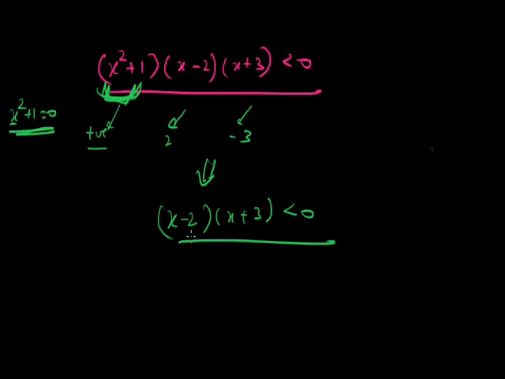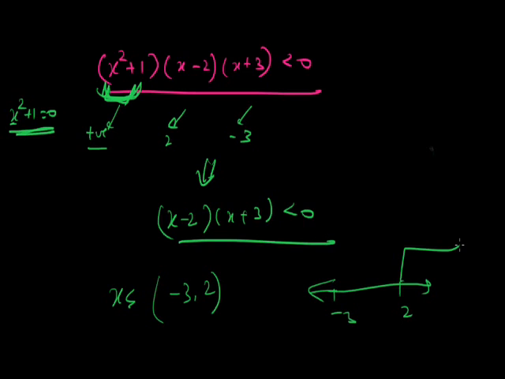Now we can write the solution: x minus 2 times x plus 3 is less than 0. Therefore the solution is minus 3 to 2. If we plot the number line, minus 3 and 2, this is positive, this is negative, and again this is positive. So the required range is minus 3 to 2.